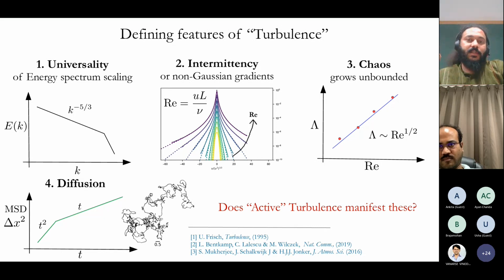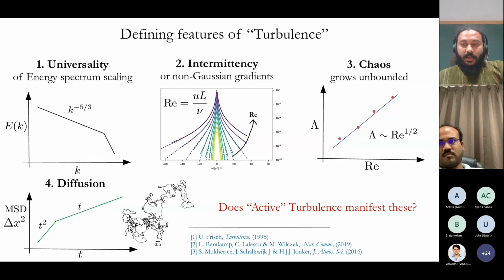A very important property is intermittency, which means that any quantity like a gradient, let's say over space or acceleration, these kind of things are highly non-Gaussian. So as the Reynolds number goes up, these distributions become more and more non-Gaussian. What does that mean? That means that typically you'll have a flat signal with very low amplitude, but suddenly there'll be a burst and you'll have a very high amplitude locally, both in space and time.